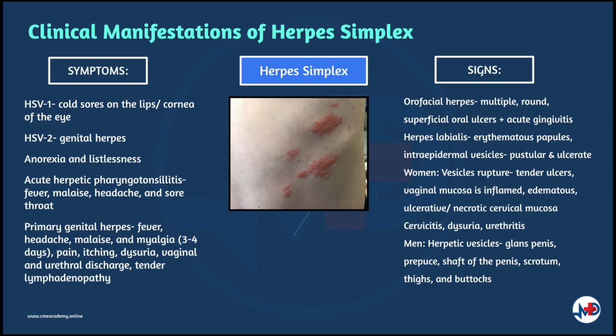Those with primary genital herpes will have a fever, headache, malaise and myalgia, pain, itching, dysuria, vaginal and urethral discharge, and lastly, tender lymphadenopathy. Generally, the patients may also experience anorexia and listlessness. Those with acute herpetic pharyngotonsillitis can present with fever, malaise, headache, and a sore throat.